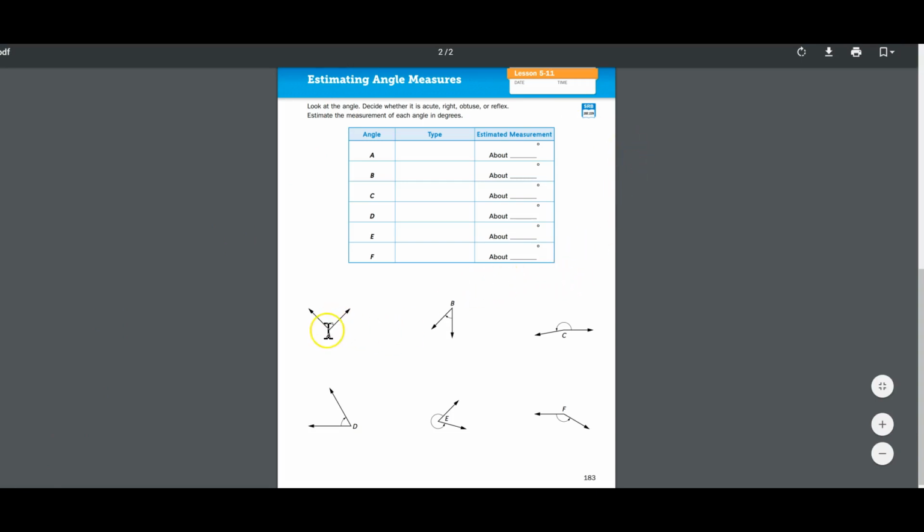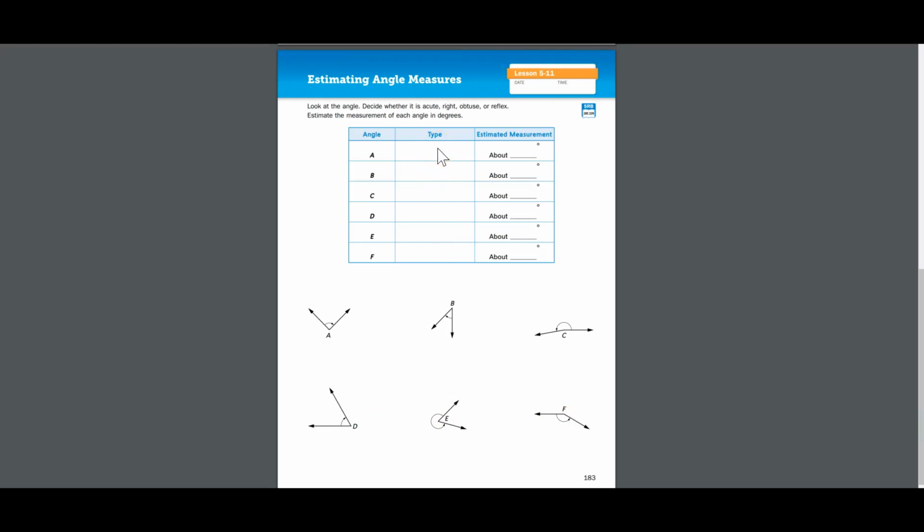Let's take a look. We have angles A, B, C, D, E, and F, and we have to figure out what type they are. Acute, obtuse, right, reflex. Can you spot any angles that appear to be acute? I think angle B is acute. Can you spot angles that appear to be obtuse? Angle F.